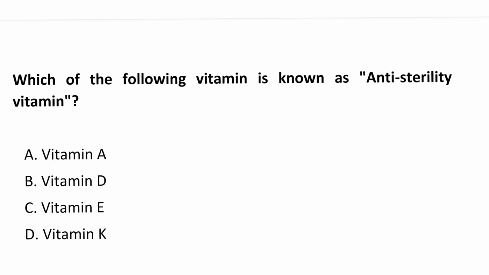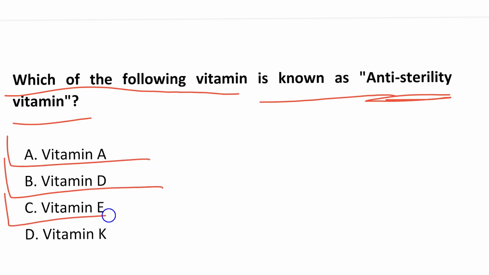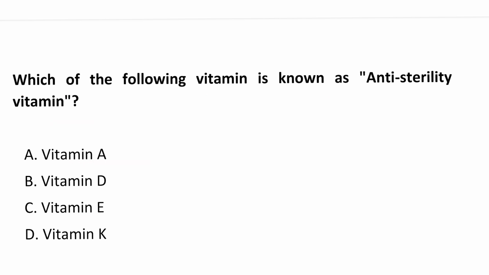Next question. Which of the following vitamins is known as the anti-sterility vitamin? Options are A, vitamin A, B, vitamin D, C, vitamin E, and D, vitamin K. The correct answer is option C, vitamin E is the anti-sterility vitamin.